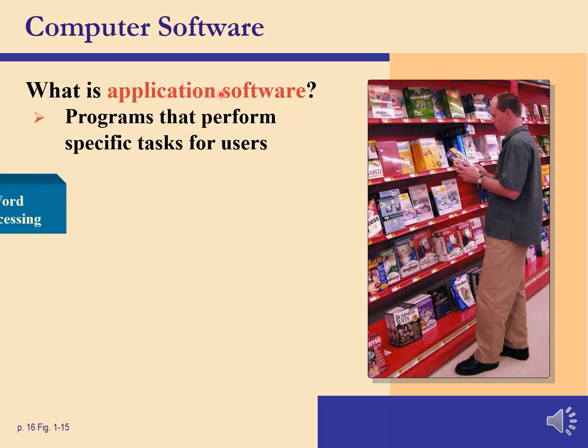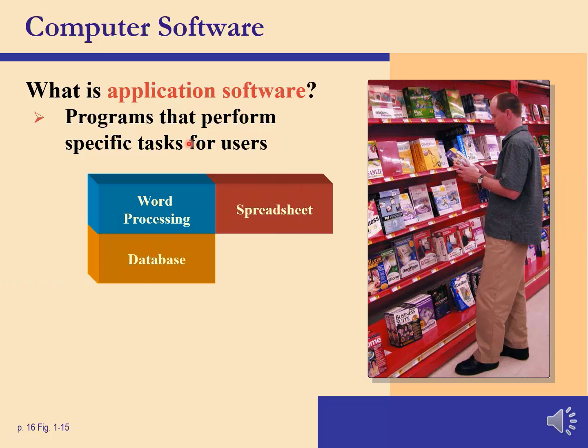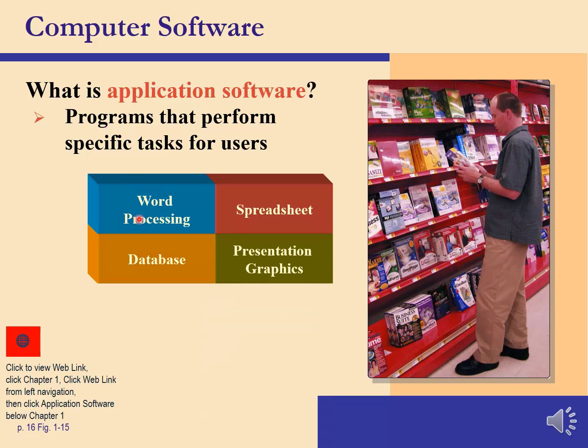What is application software? Application software is a program that performs specific tasks for users. Examples: word processing, database, spreadsheet, and presentation graphics like PowerPoint or others.